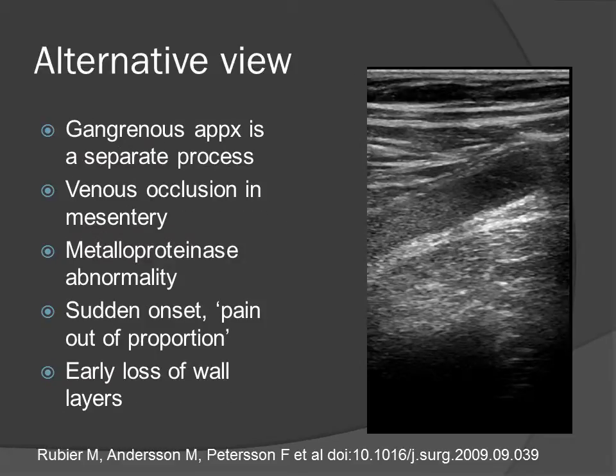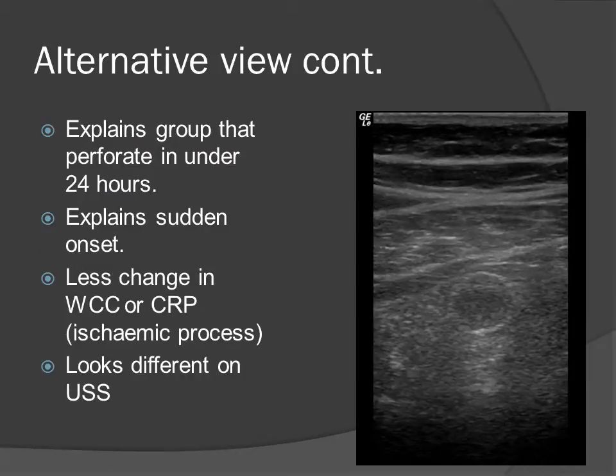However, there are alternative theories, many alternative theories. One is that there is a completely separate process that can result in an acutely and rapidly gangrenous appendix, perhaps related to an overenthusiastic metalloproteinase response, resulting in venous thrombosis in the mesentery. This might explain the patients with pain out of proportion to clinical signs and laboratory signs, and explains the patients who present and perforate within 24 hours. The reason I point this out is it looks quite different on ultrasound.